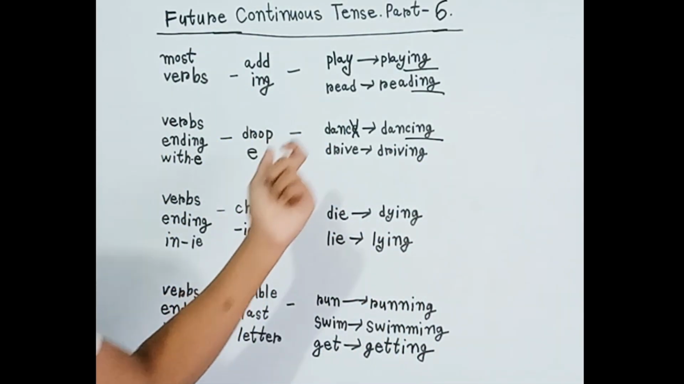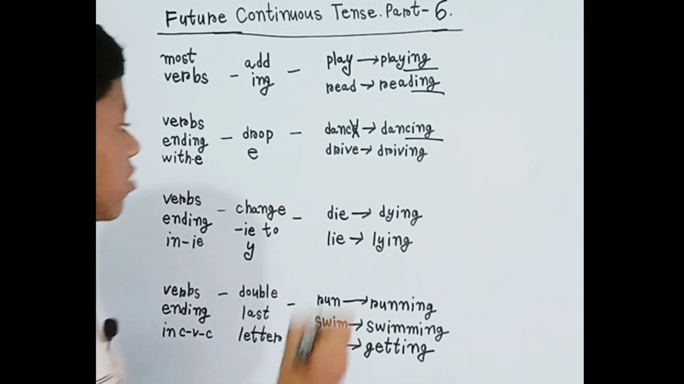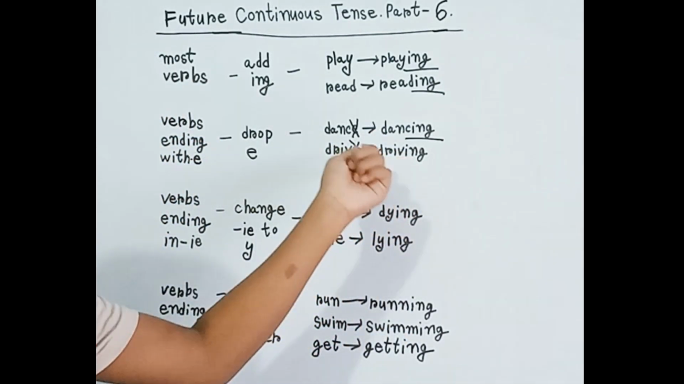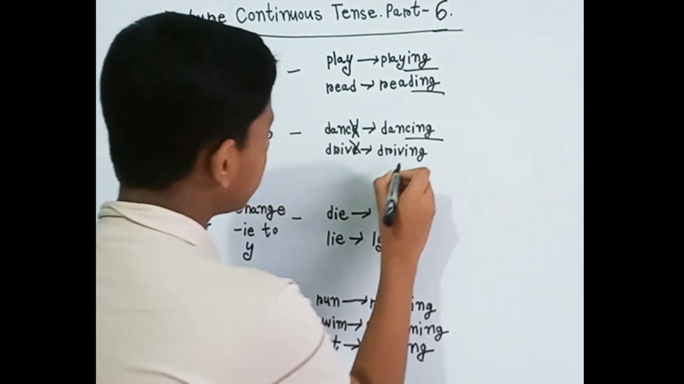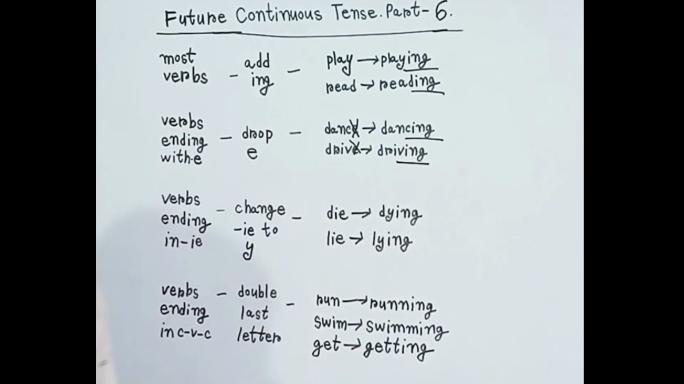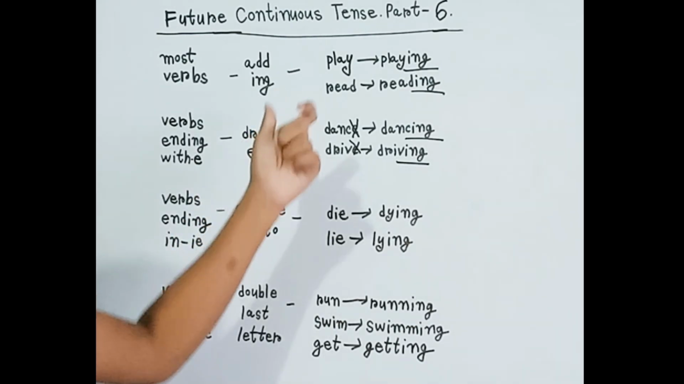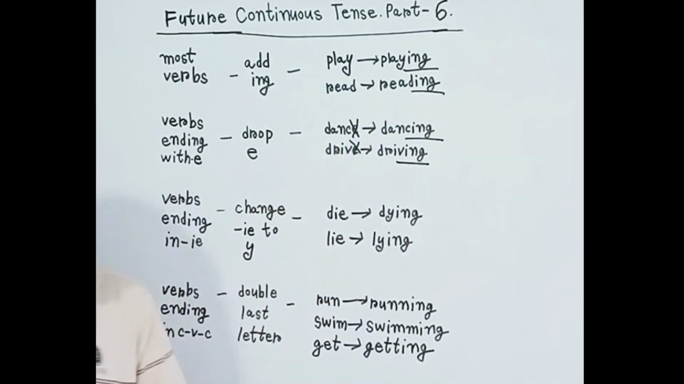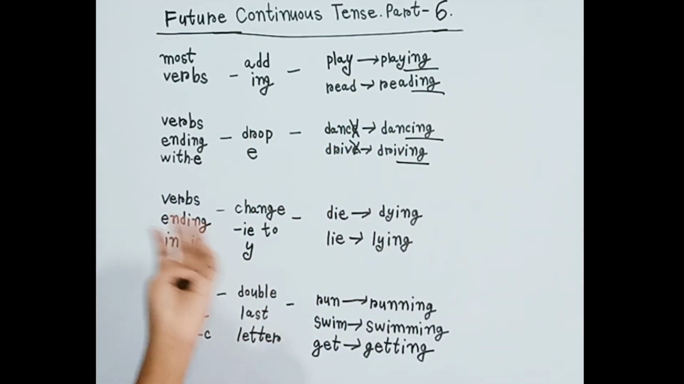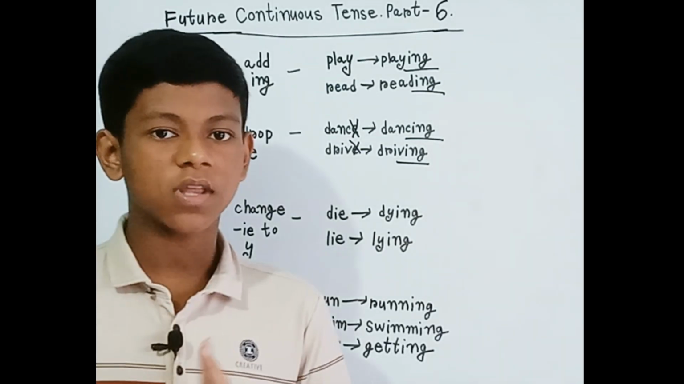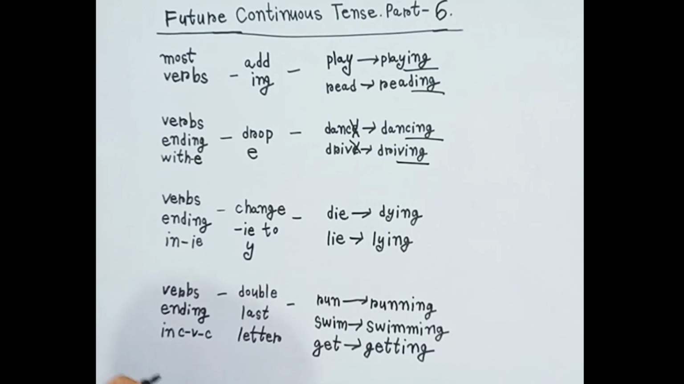Same like this, dance becomes dancing. Same here, drive: we have to drop the e, then add the ing. Drive becomes driving. I hope you have got it. So we can say dance, dancing, drive, driving. We have learned this in our previous continuous tenses, like present continuous and past continuous.